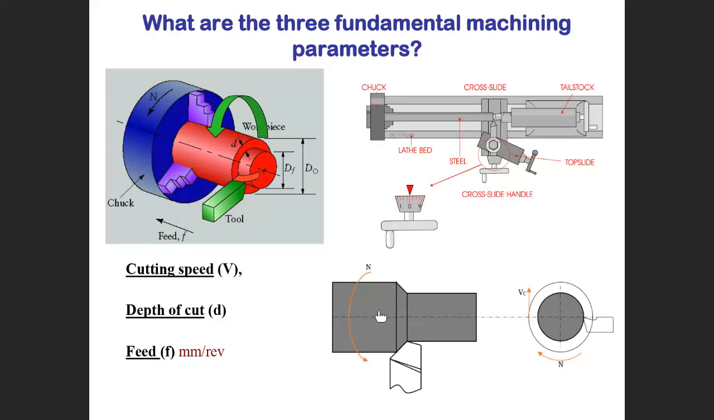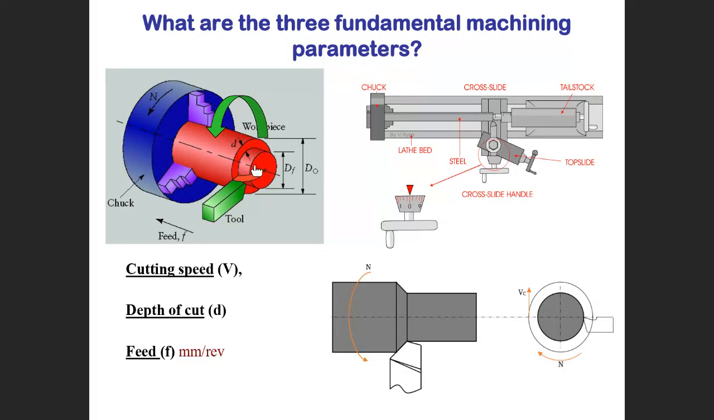Right. Here is a process. Let's take the lathe or turning operation. What are the three fundamental machining parameters? There are three fundamental machining parameters. This is a tool, this is a workpiece. The tool is engaged in the cutting to remove a layer of the material.